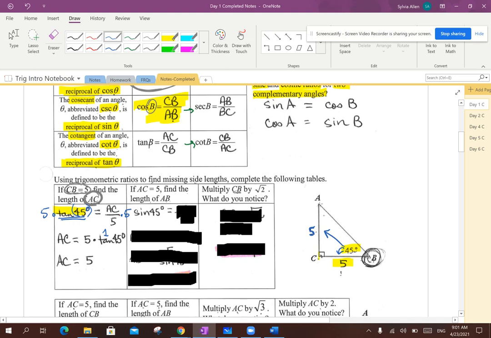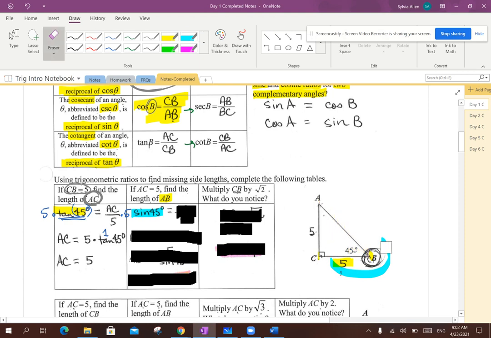Now, AC is 5. It says find the length of AB. Well, AB is right here. It's that hypotenuse. So you could use any ratio as long as you are able to complete it. We could have used cosine because we had the given information. Personally, that's what I would have used because you always want to stick with the given information, but it'll still work out. So sine of 45 degrees.